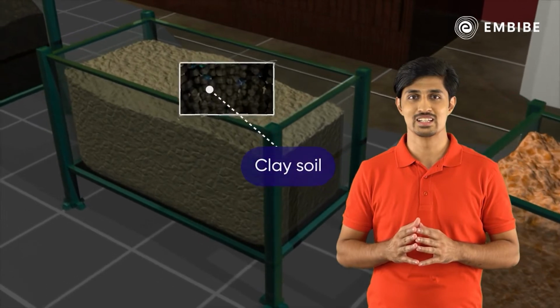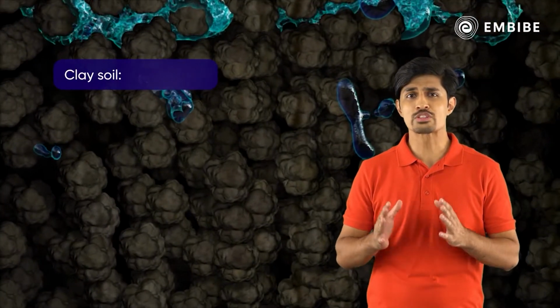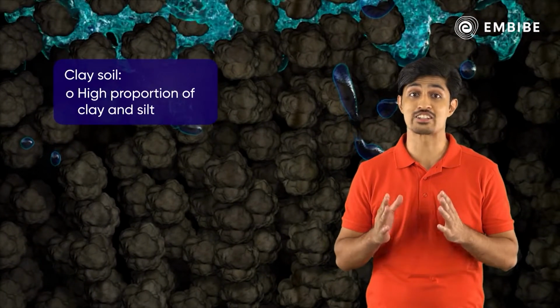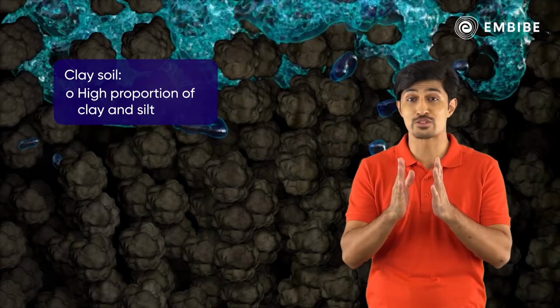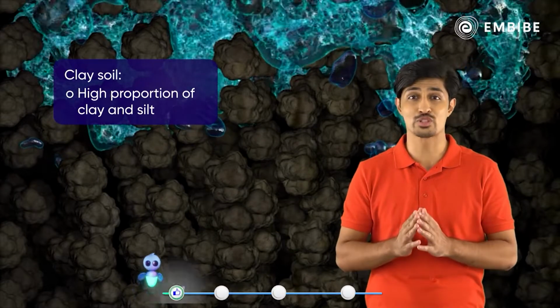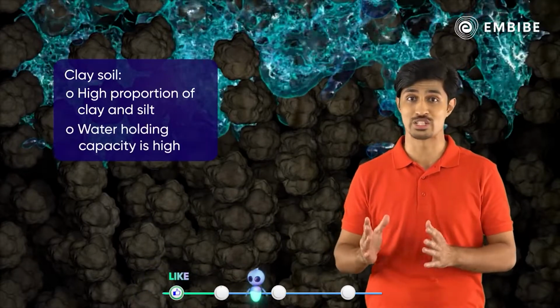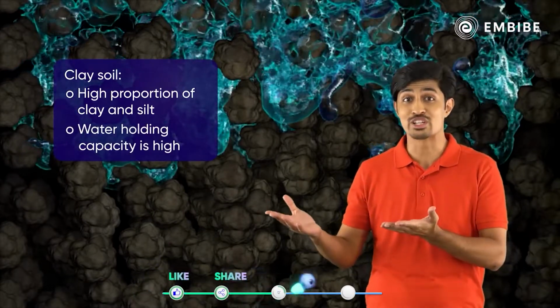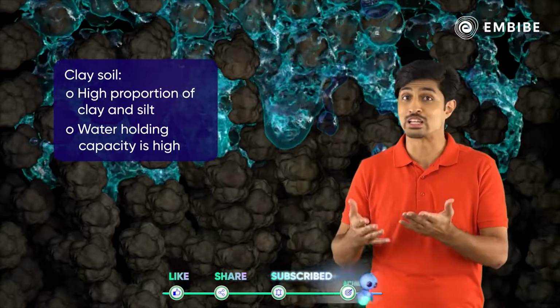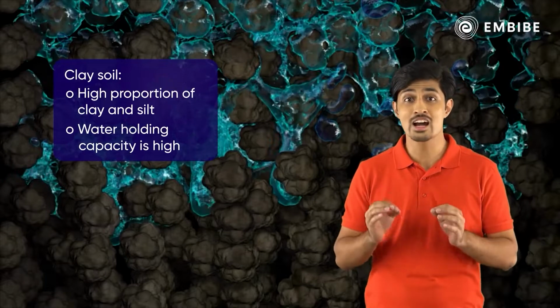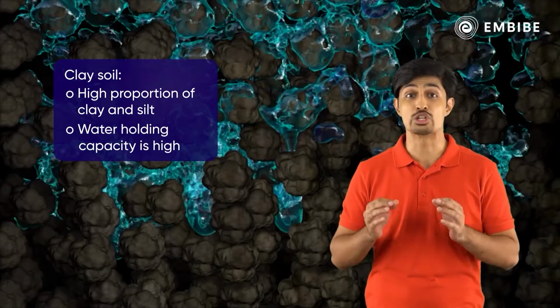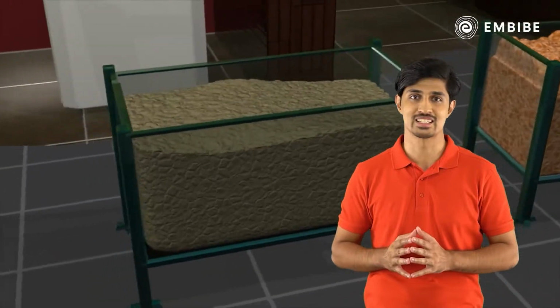Clay soil. Soil in which there is a higher proportion of clay and silt particles. As the space between the soil particles is very little, this type of soil holds a lot of water. Thus, we observe that the water molecules cannot seep through it. Due to the lower porosity and higher water holding capacity, it usually appears wet.